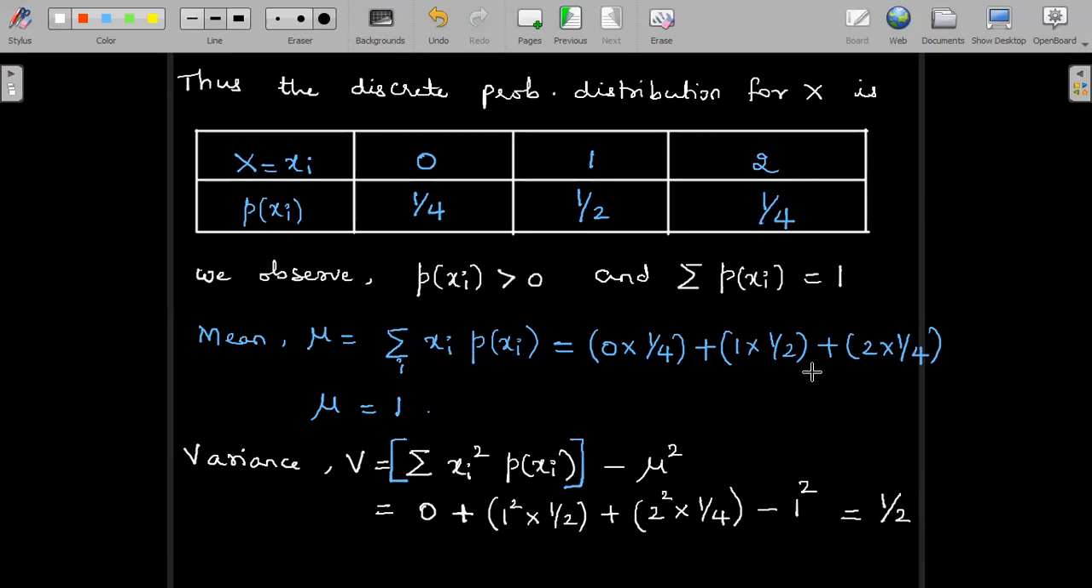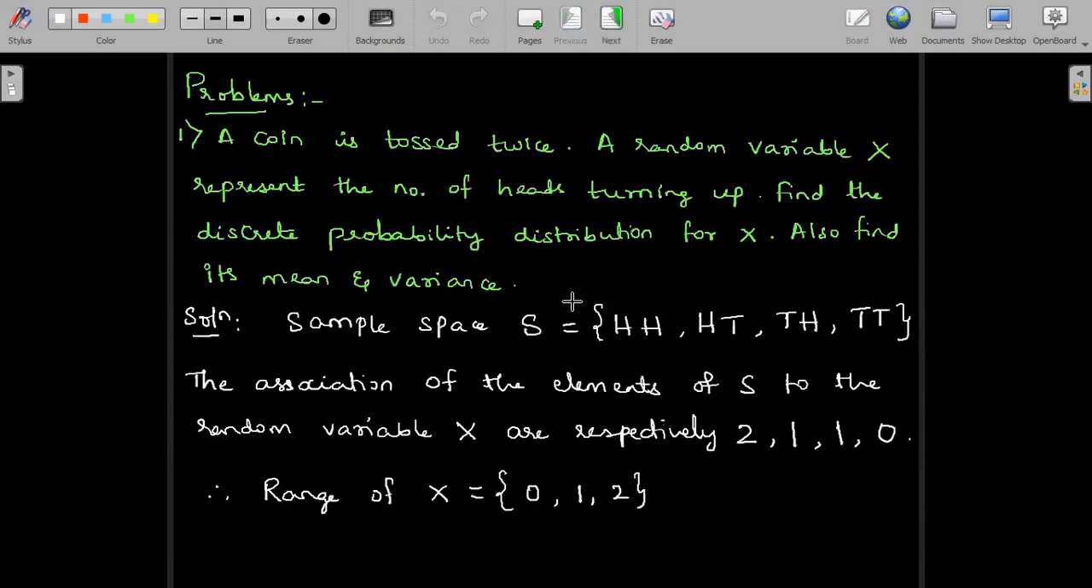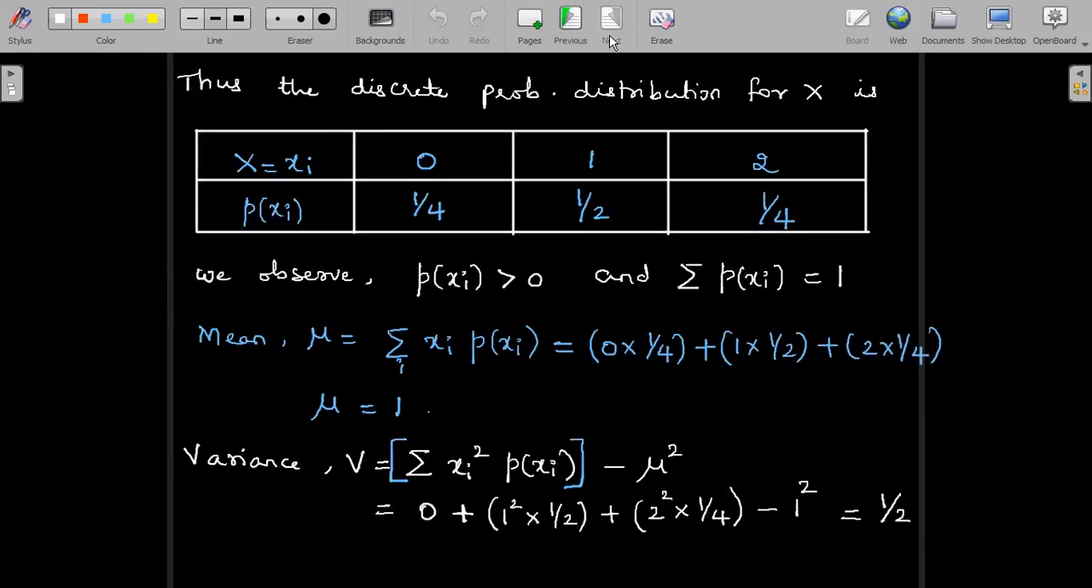So this was the first problem which I discussed. This was related to a simple one, how to frame a discrete probability distribution table for X and to find the mean and variance. We'll see a second problem.